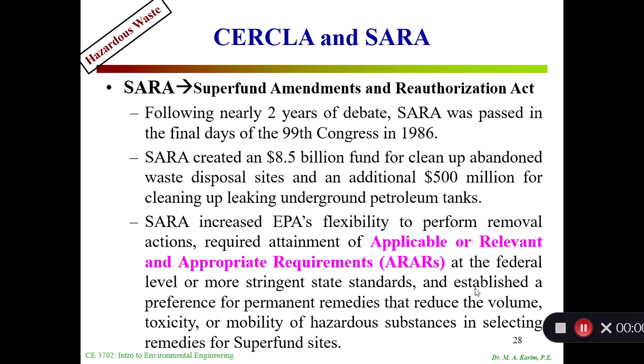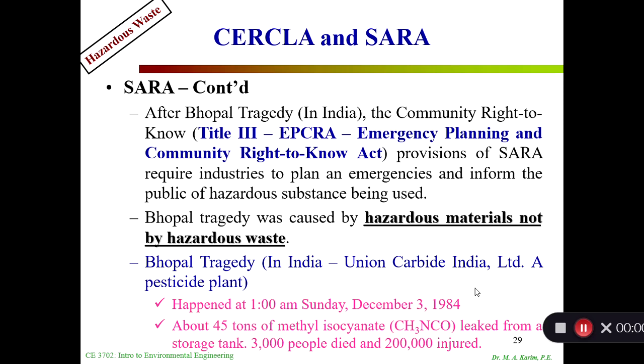Following nearly 2 years of debate, SARA was passed in the final days of the 99th Congress in 1986. SARA created an 8.5 billion dollar fund for cleanup of abandoned waste disposal sites, and an additional 500 million for the cleanup. SARA increased EPA's flexibility to perform removal actions, required attainment of applicable or relevant and appropriate requirements, ARARs, at the federal level or more stringent state standards, and established a preference for permanent remedies that reduce the volume, toxicity, and mobility of hazardous substances when selecting remedies for Superfund sites. So these are the reasons we did that.